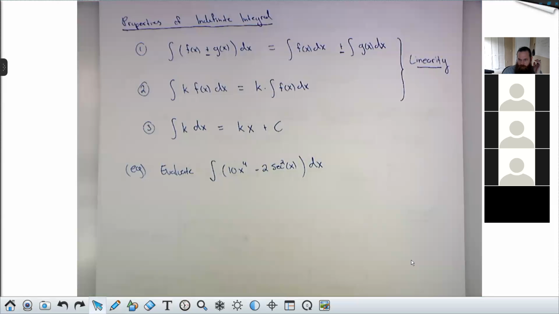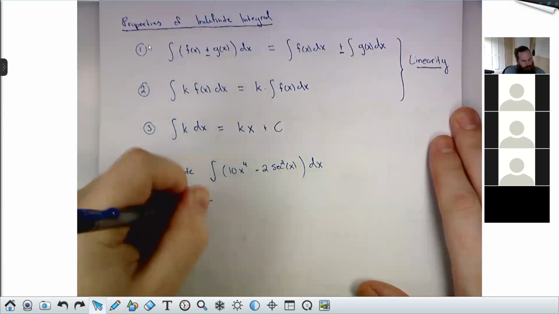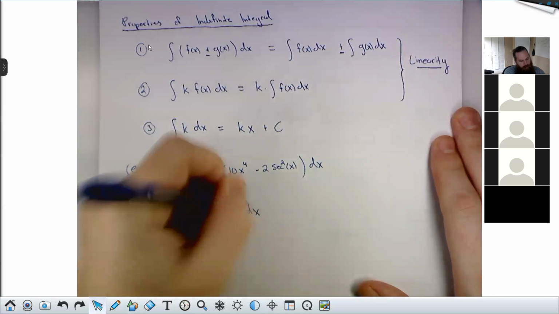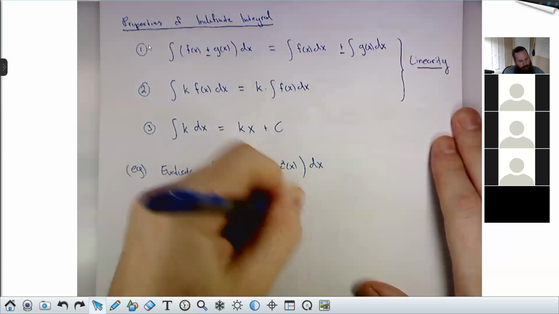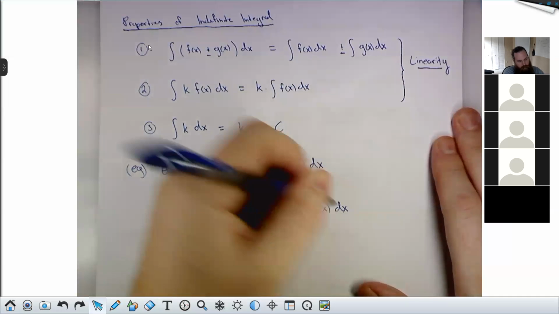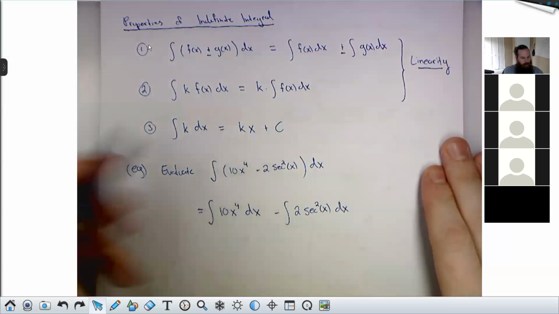Yeah, I see something in the chat here. Yeah, we should separate them, right? We use this first property to say, okay, well, this integral is equal to the integral of 10x to the 4 dx minus the integral of 2 secant squared x dx. Now what? So here I used property 1.